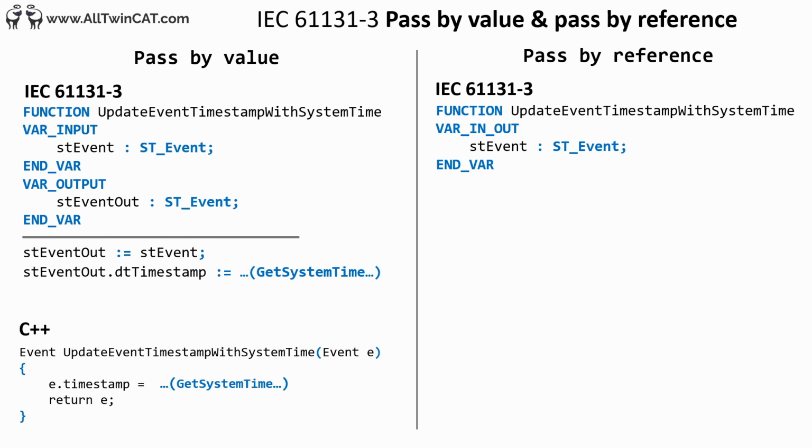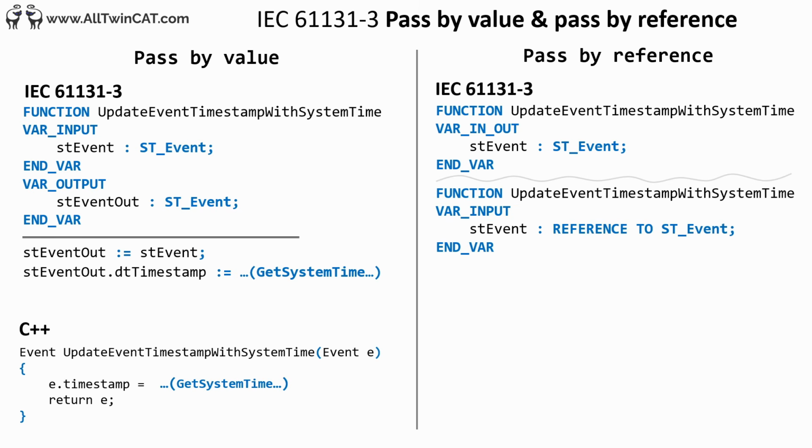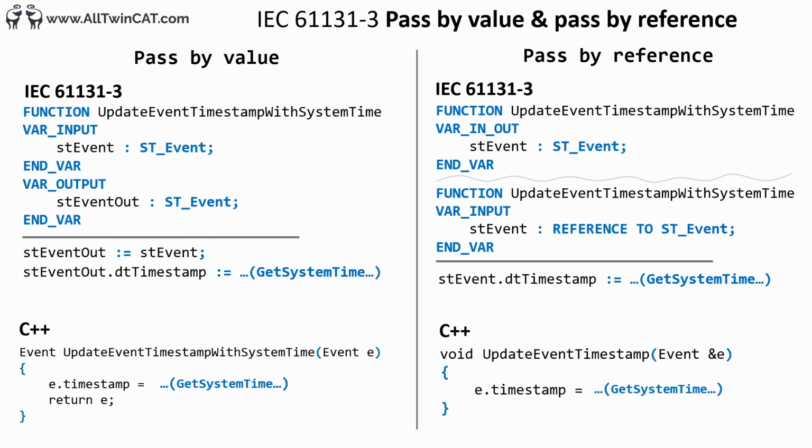We can pass the value by reference instead, and then we are passing the memory location of the variable, so no copying is made. This can be achieved by either using the VAR_IN_OUT keyword for passing the parameter, or alternatively, provide the parameter as a reference to type that we discussed in the previous part of this tutorial. By providing the value as reference, we can write the date and time timestamp directly into the structure. The equivalent function in C++ would be something like this. I think it's really fun to compare structured text to other languages, such as C++.